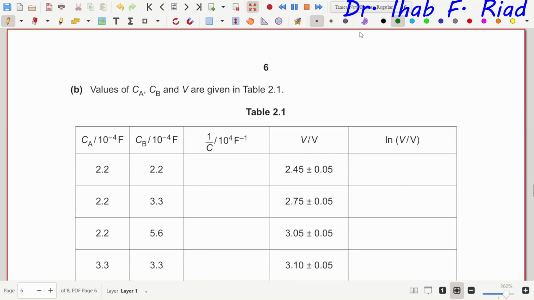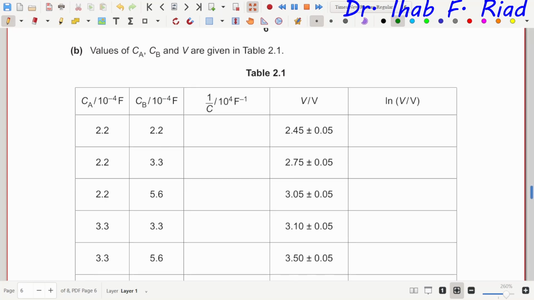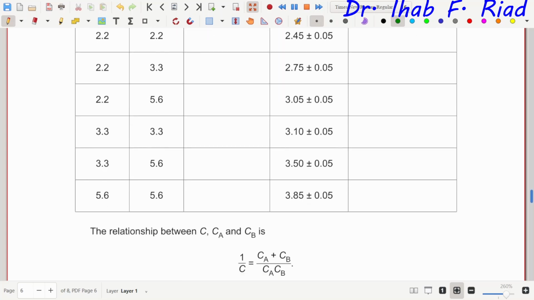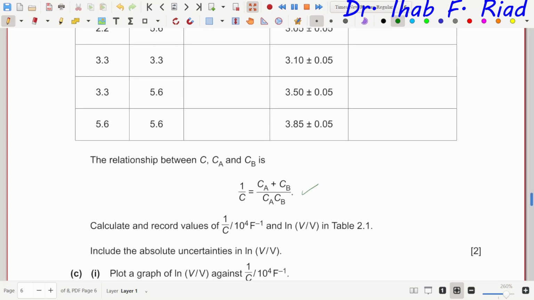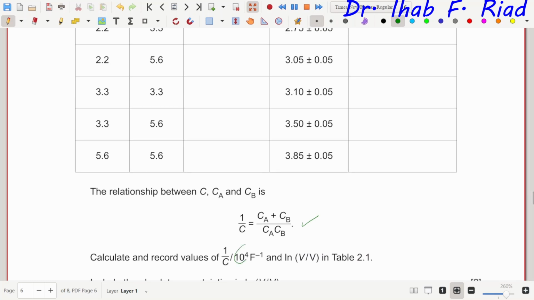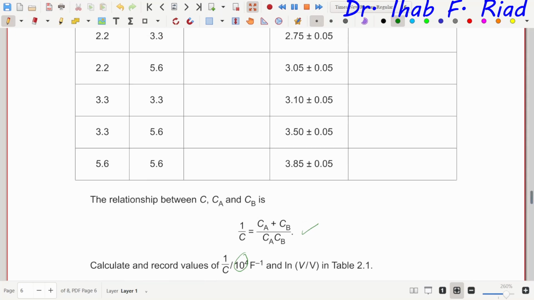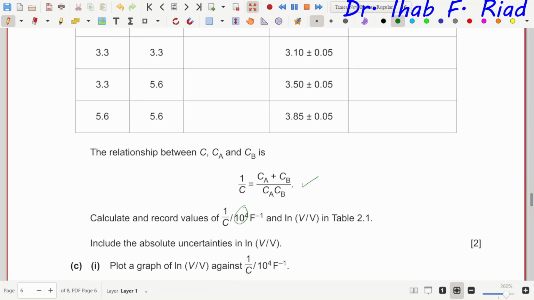Okay, let us go further. Now we are told we have a table where we have CA and CB, and we have V and ln V. The relation between CA and CB is given. We are asked to calculate and record values of 1 over C in 10 to the power 4 farad minus 1 and ln V in V. Include absolute uncertainties.